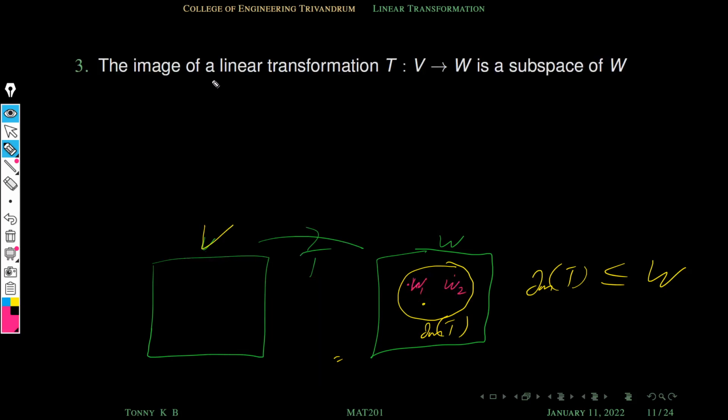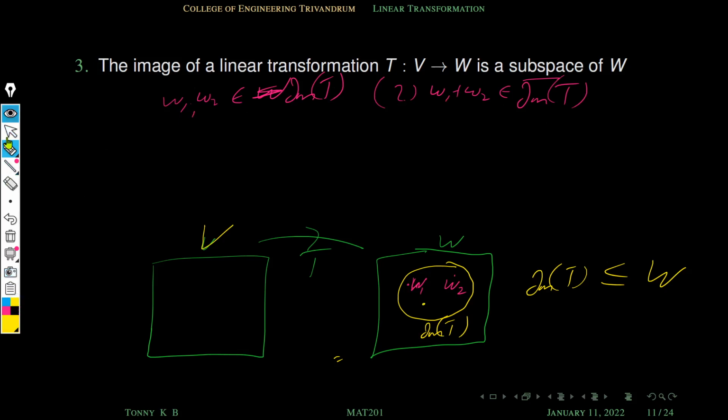Okay, next problem: the image of a linear transformation T from V to W is a subspace of W. We know that the image of T is a subset of W. We have to show that it's a subspace. That means you have to verify two conditions. So you consider two elements, w1 and w2, chosen from the image of T. We have to show that w1 plus w2 belongs to the image of T, that their sum also belongs to the image of T. This is our first condition.